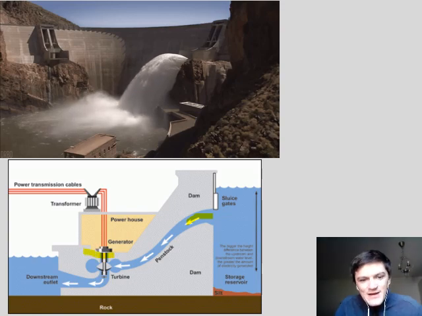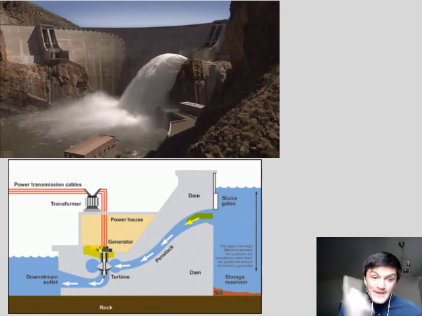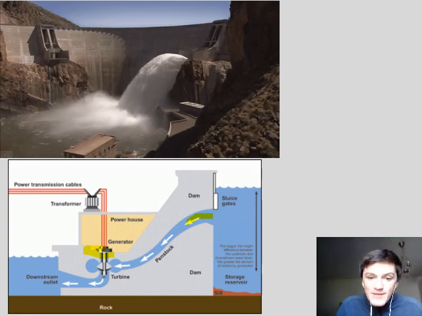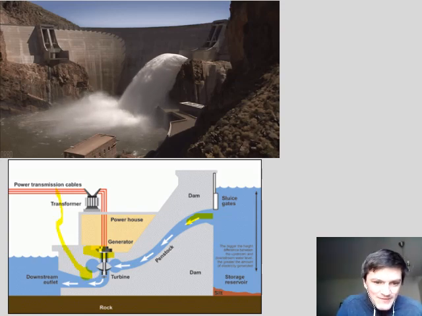In simple terms, this generator spins round, and as it spins round, what then happens is that it generates electricity. It then sends it up to the transformer, and then it sends it to the power cables. So this water here ultimately creates electricity that allows you to watch Netflix. The water then carries on and goes back into the river.